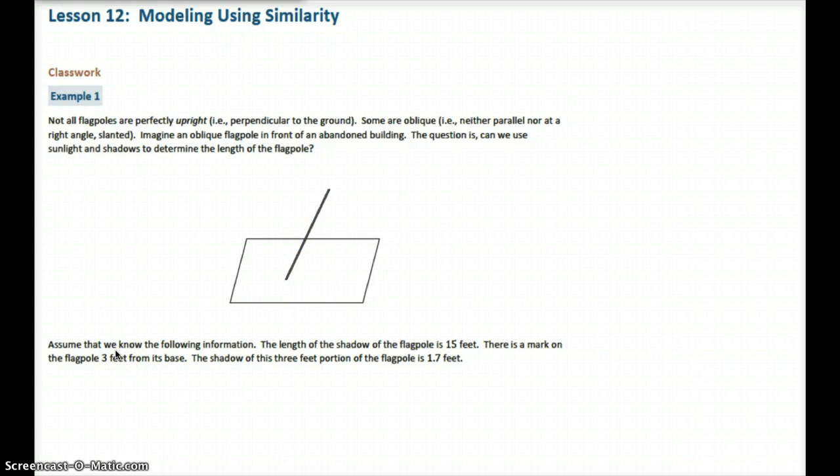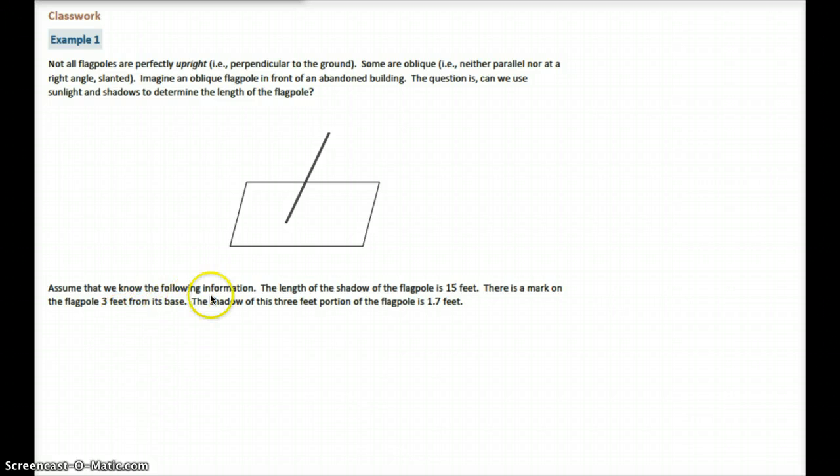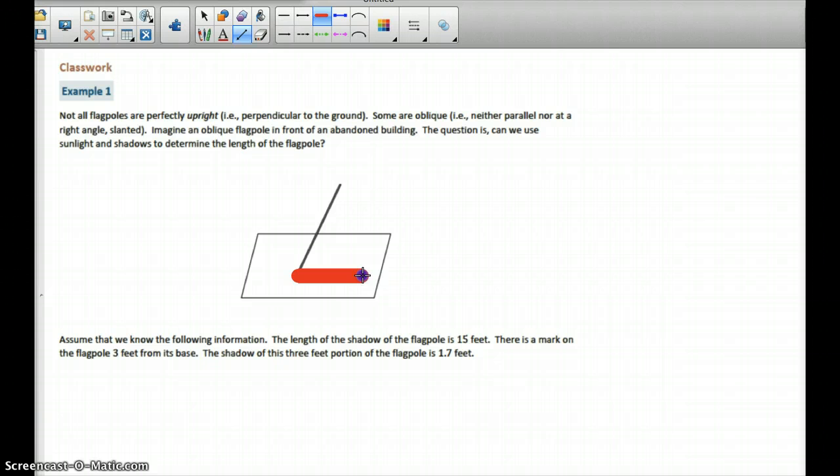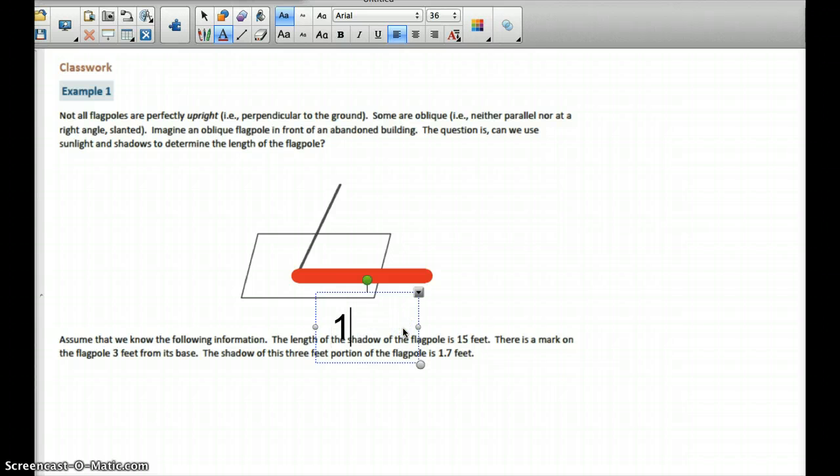So, first question down here says, assume that we know the following information. The length of the shadow of the flagpole is 15 feet. So I'm first going to mark that. So if we say the sun is right up here and to the left, then my shadow is going to be right along here. Okay, so I'm going to draw in, let's say this is the shadow right here. Okay, and I know that the length of that is 15 feet. So I'm going to go ahead and label that 15 feet.